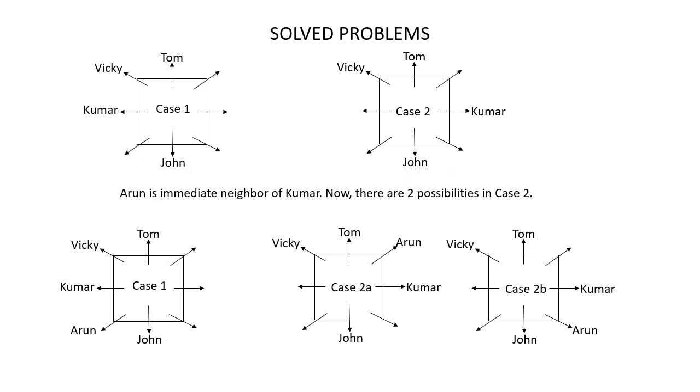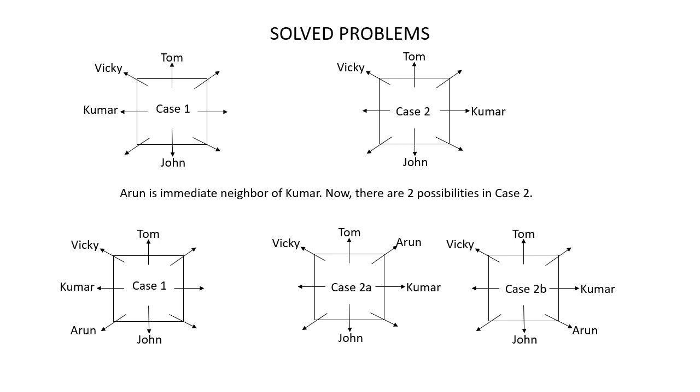It's given Arun is the immediate neighbor of Kumar. So in case 1, the immediate neighbors of Kumar are Vicky and this person. So the only place left for Arun is this position. So mark Arun here so that he can be the immediate neighbor of Kumar.